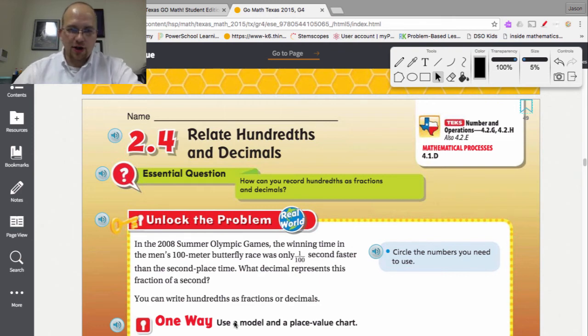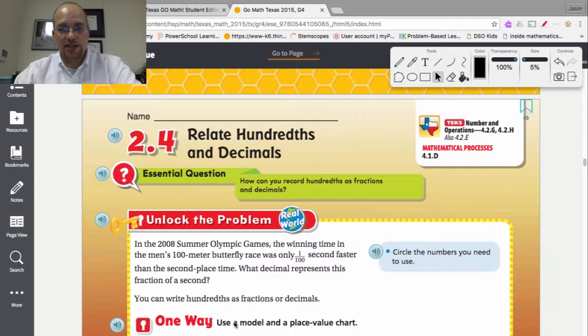Hey guys, I want us to talk about relating hundredths and decimals. If you remember last week when we talked about our knows and need to knows for decimals, we decided that decimals are really just another way to write fractions. That's what I want us to concentrate on today: how can we make decimals look like fractions, how can we write fractions so that they look like decimals, and how are the two related.